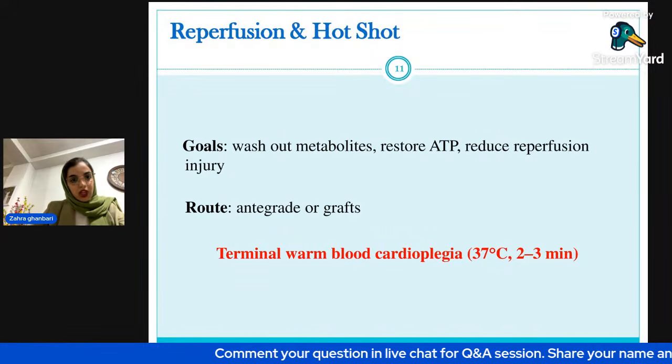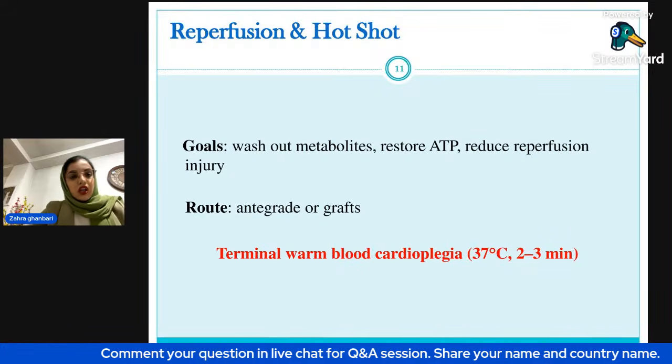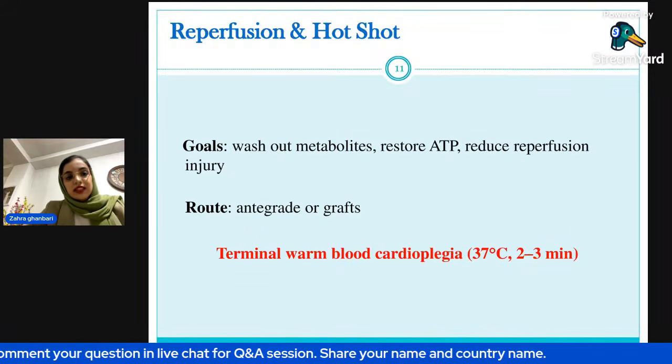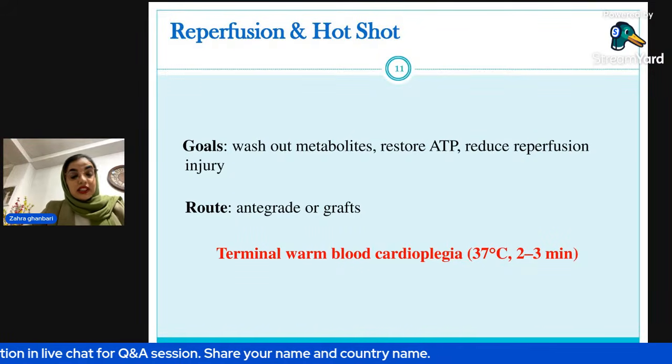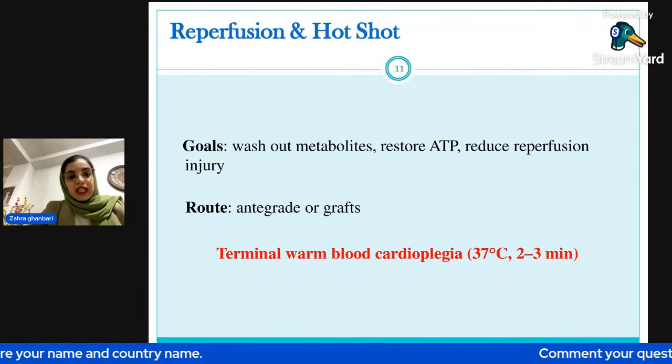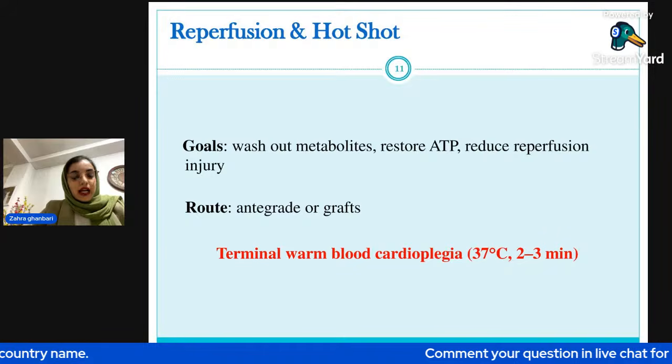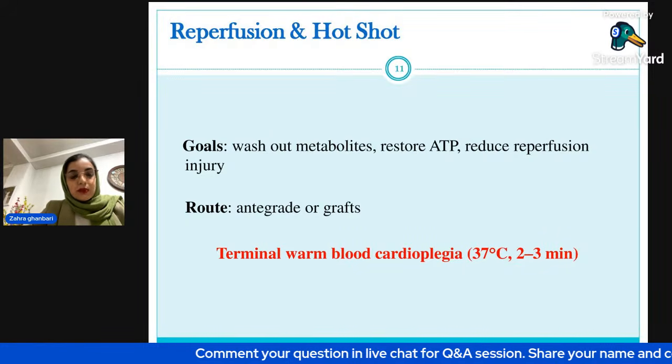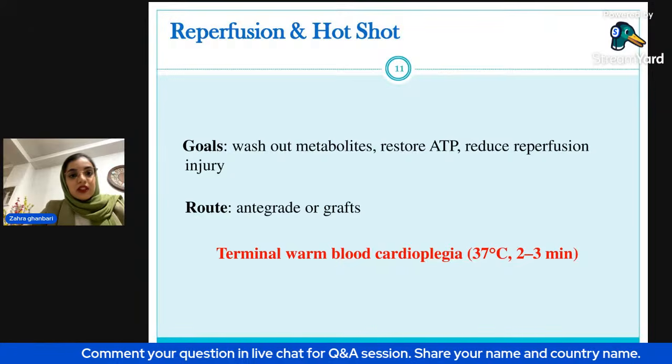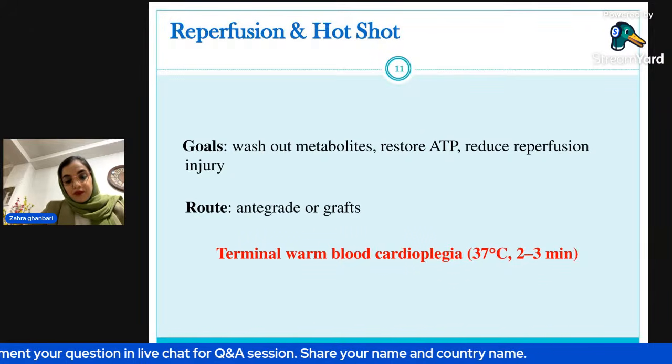And I say the temperature of the hot shot is 37 degrees centigrade, and we inject it over 2 to 3 minutes. And the goal of hot shot is to wash out acidic metabolites, restore ATP, and reduce reperfusion injury.